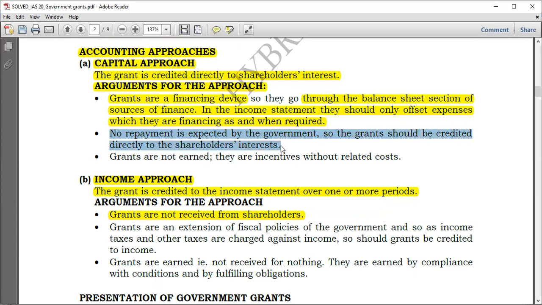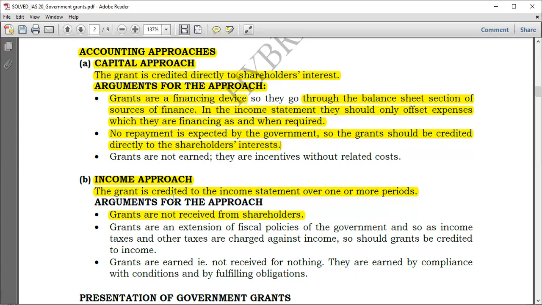You know, share capital is not repaid, right? If you buy shares in a certain company, they will not pay you back. You can sell them to another shareholder, but they will not pay you back your money, right? So that's why they say that since the government does not expect repayment, it should go to equity. That's what they come with, right?